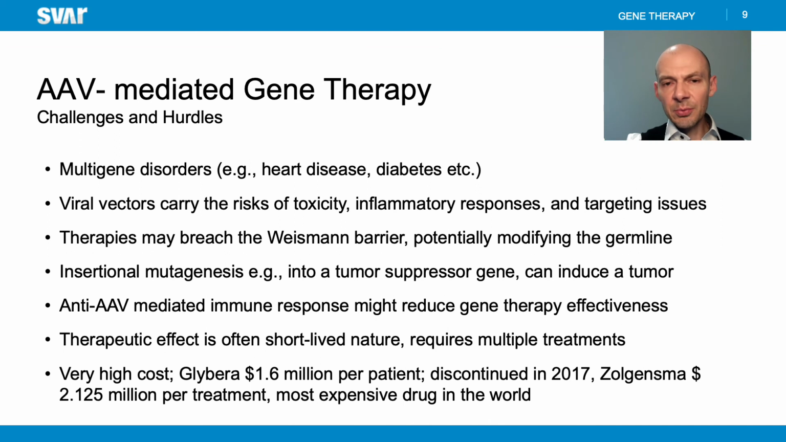For Luxturna, the price of the treatment is close to $500,000 per eye, and several treatments are needed. And for Zolgensma, it's just one shot, but this one treatment is priced at over $2 million, and it is the most expensive drug in the world.